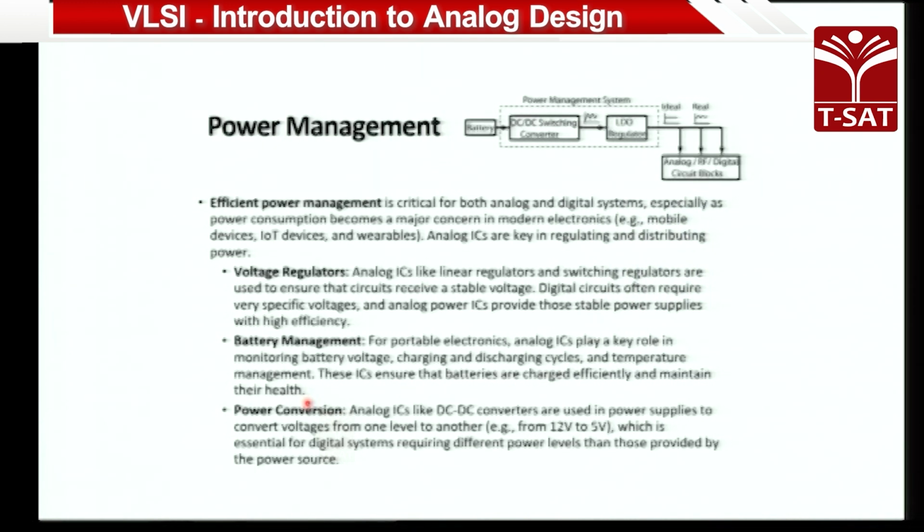Next one is on the power management. So again, as I mentioned, there are power management applications, right? If you look at it, this is a battery, then you have some kind of small blocks here, and then the outcome is going to, again, this is analog and this is also analog. So this power management is mainly for maintaining the power throughout the entire application, right.